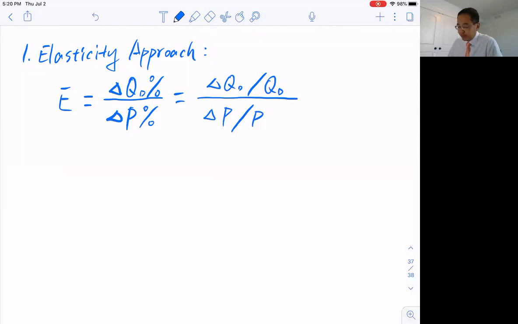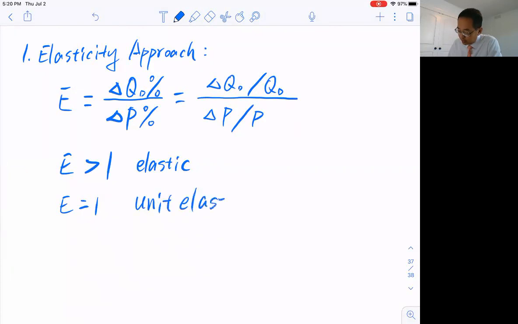Now, if elasticity is greater than 1, we say that the demand is elastic, okay? That means quantity change will always be bigger than price change, right? Price changes a little will cause a lot of quantity change, okay? If E equals 1, we call that unit elasticity or unit elastic. That means quantity and price changes are always going to be the same, right? If price increases by 10%, quantity will always decrease by 10% and vice versa.